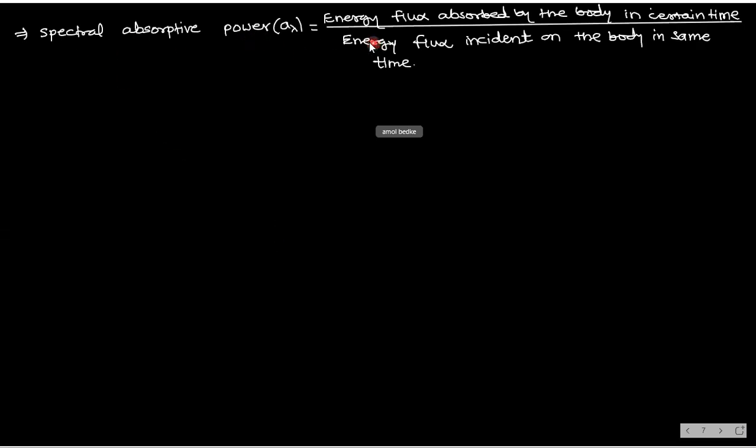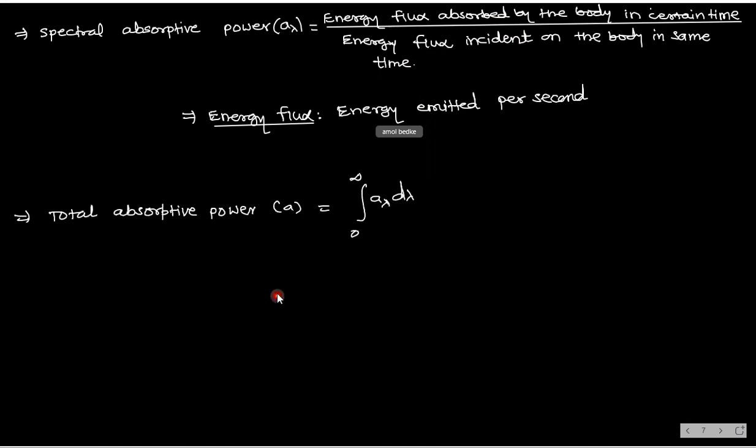Spectral absorptive power. Energy flux absorbed by the body in certain time divided by energy flux incident on the body in same time is called spectral absorptive power. But what is this energy flux? Energy flux is nothing but power. Okay, energy emitted per second, we can say. That is what energy flux. So this spectral absorptive power means flux absorbed divided by total flux incident on the body. This is just a ratio. Okay, next one, total absorptive power. This is denoted by A, and it is just integration from 0 to infinity of A lambda d lambda. Whatever wavelengths you have, you just take summation of that, you will get total absorptive power.